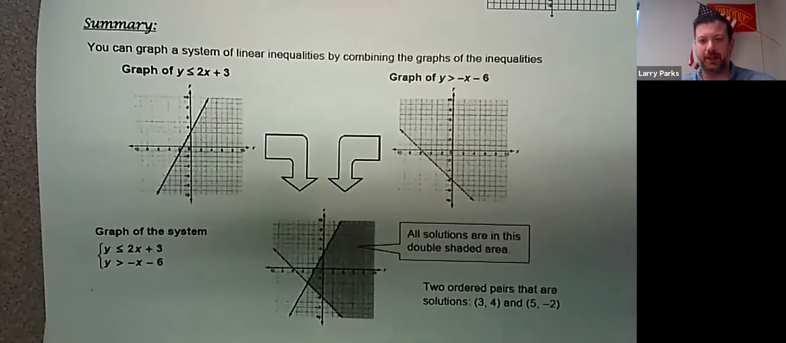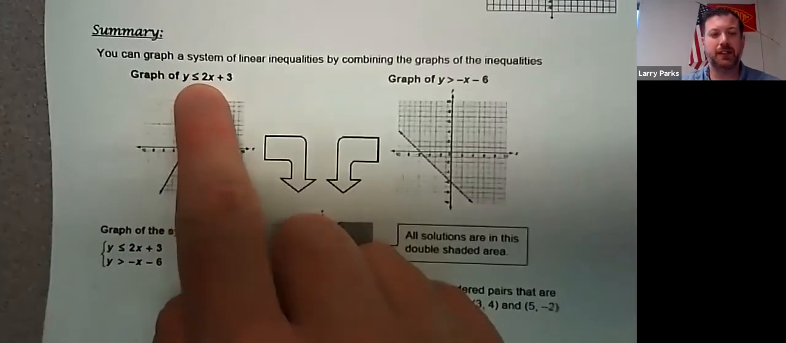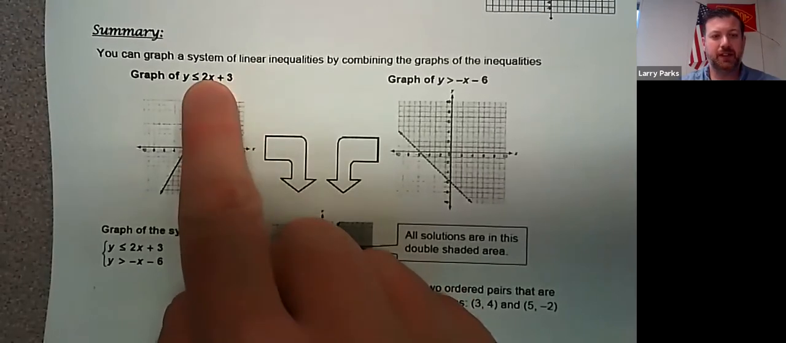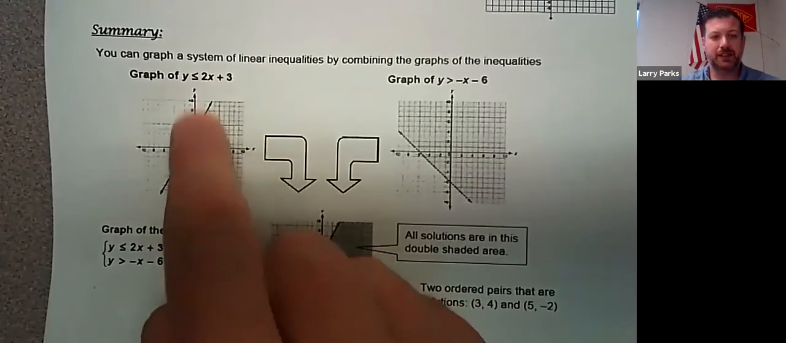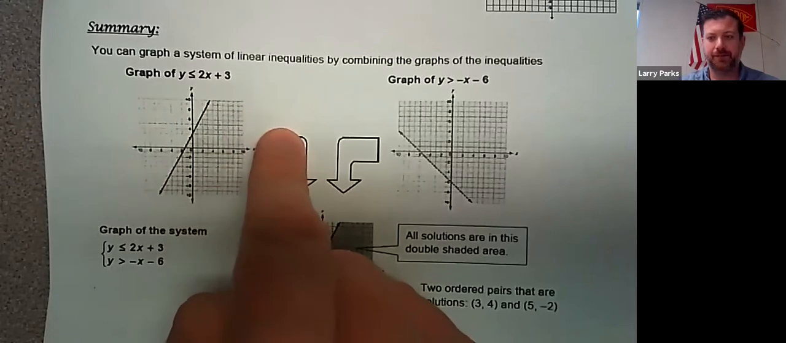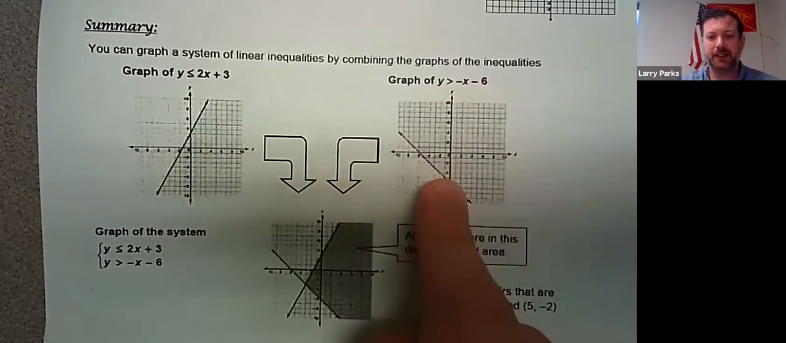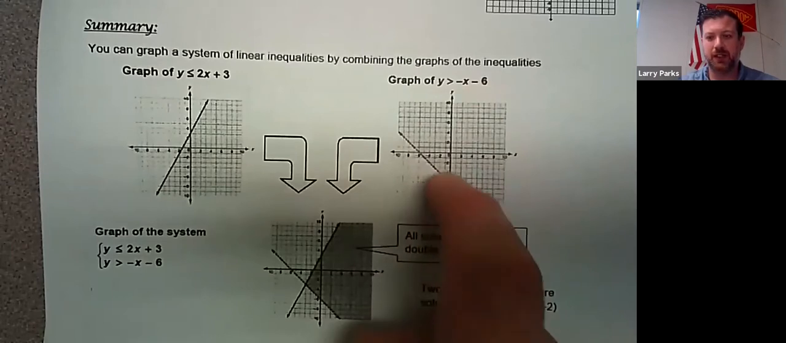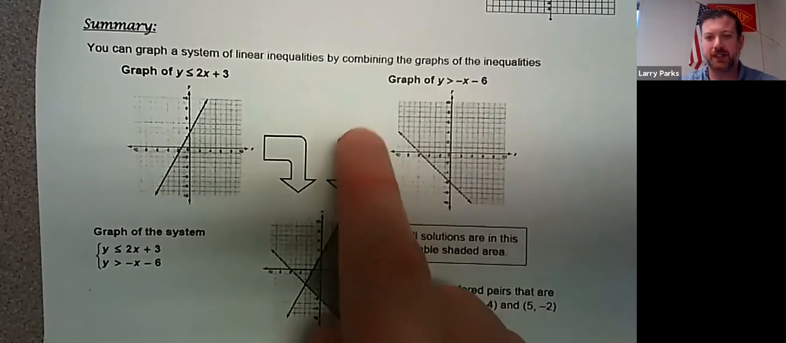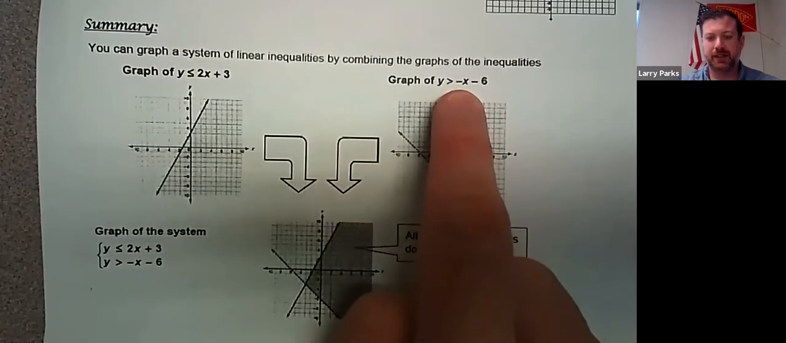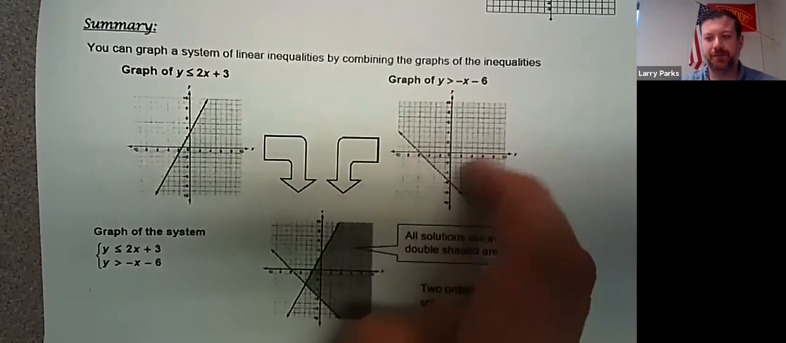So as a summary, you can graph a system of linear inequalities by just combining the graphs of the inequalities. So here's an example. They took 2x plus 3. Notice it's a solid line, less than, so shaded below. Here, they took -x minus 6. So they started at -6, went down 1 over 1. They made the line dashed because of the greater than sign. And then the greater than means shade above.